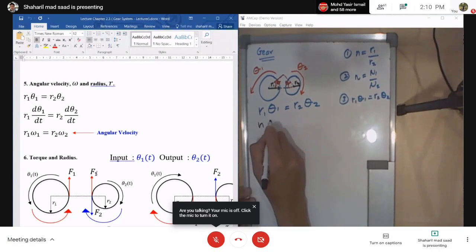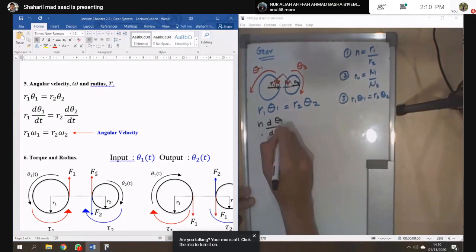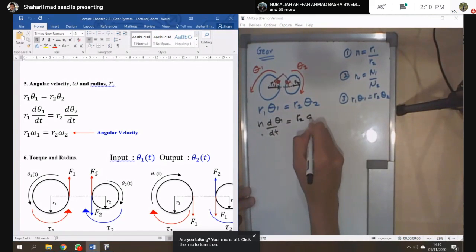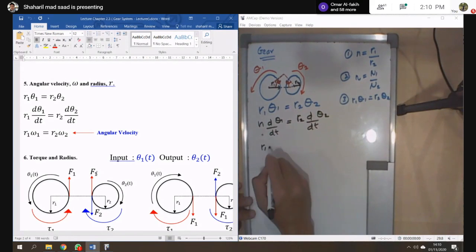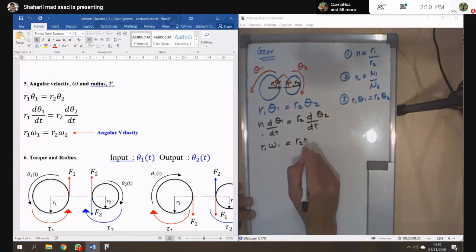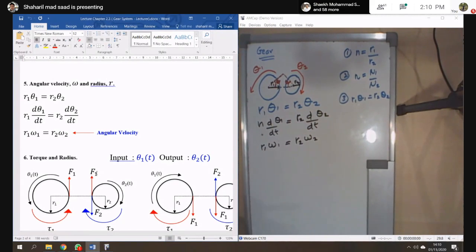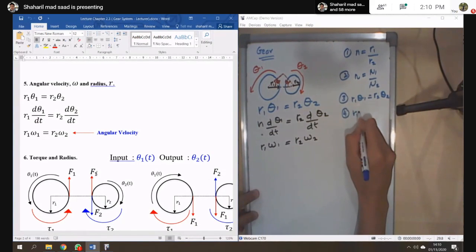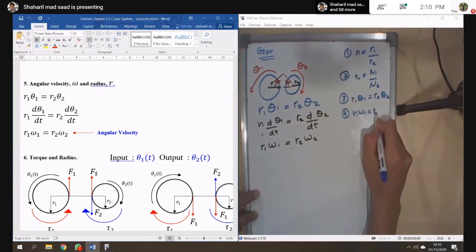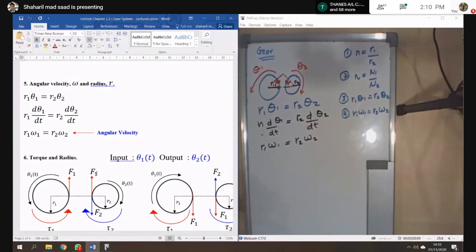And then from the angular displacement, you can also differentiate it. So you differentiate theta over time for R1, and then you get it for theta 2. This will give you the angular velocity. So the next equation for this gear gives you R1 omega 1 equals R2 omega 2. This is the relationship between radius and theta.